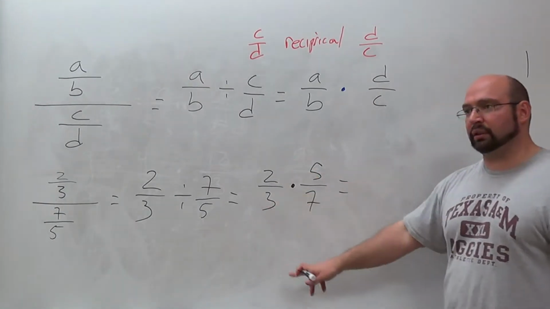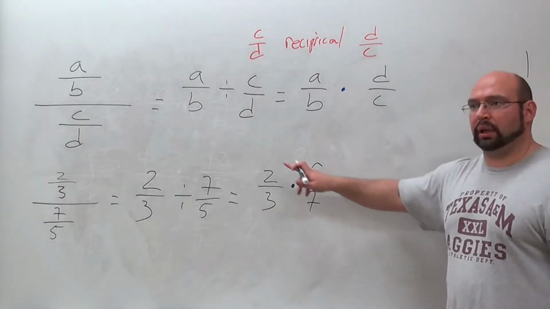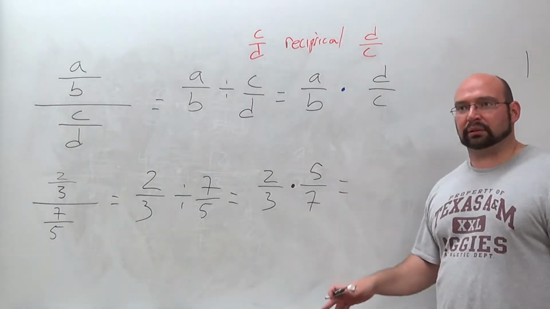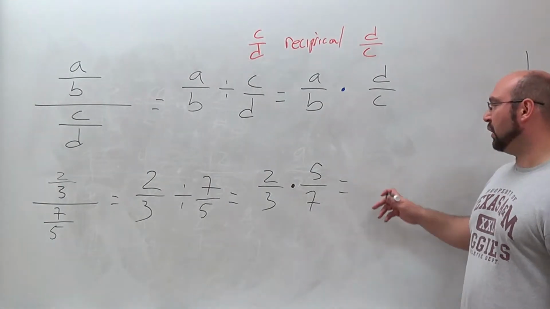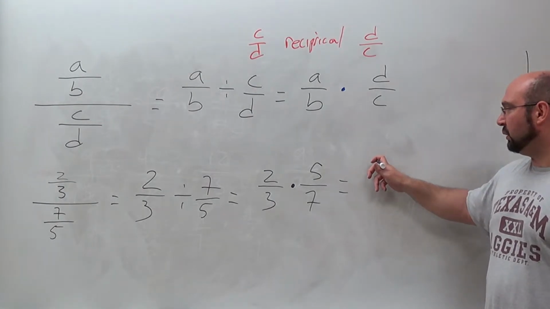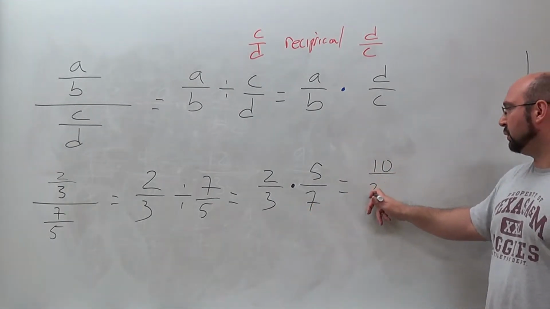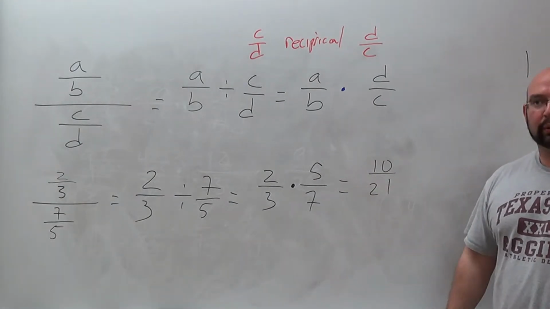Do I have reduction? Do I have reduction here? And I don't have any reduction diagonally, right? So from here, 2 times 5, 10. 3 times 7, 21. Good to go?